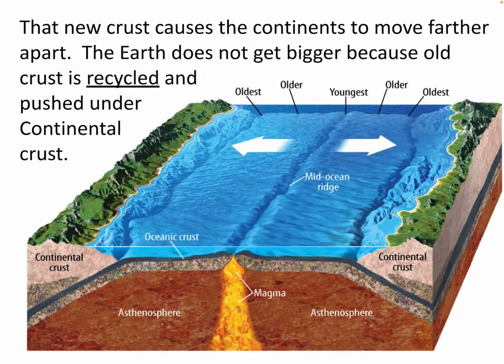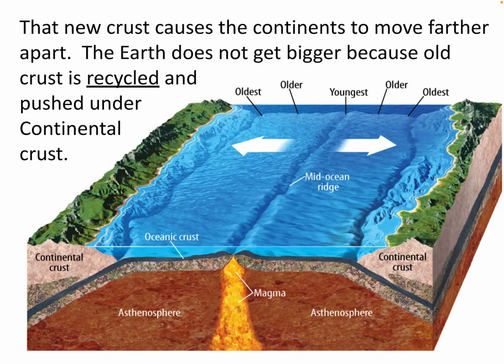Okay, so that new crust causes the continents to move farther apart, but the Earth doesn't get bigger because the older crust is also being recycled and pushed underneath continental crust. So as you can see in the picture, in the middle we have our mid-ocean ridge, and it's pushing the ocean floor apart. Well, if it's pushing apart there, where the edge of the plate is on the other side, it's got to be colliding with something.